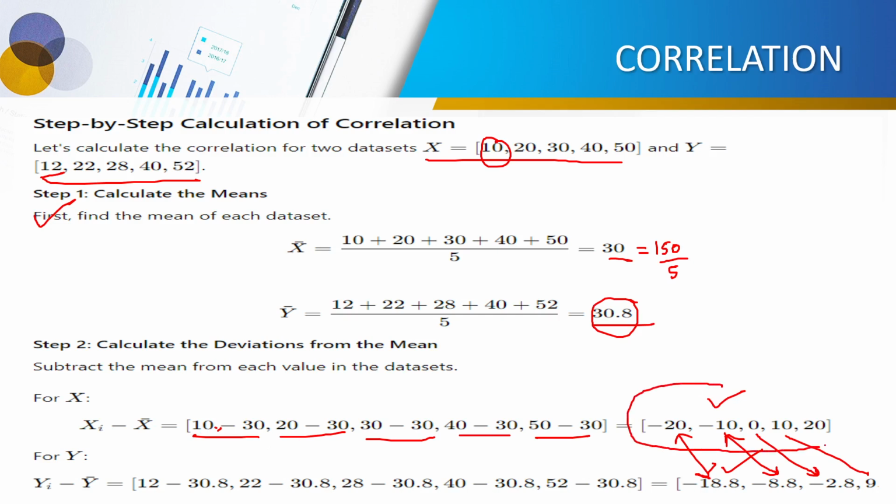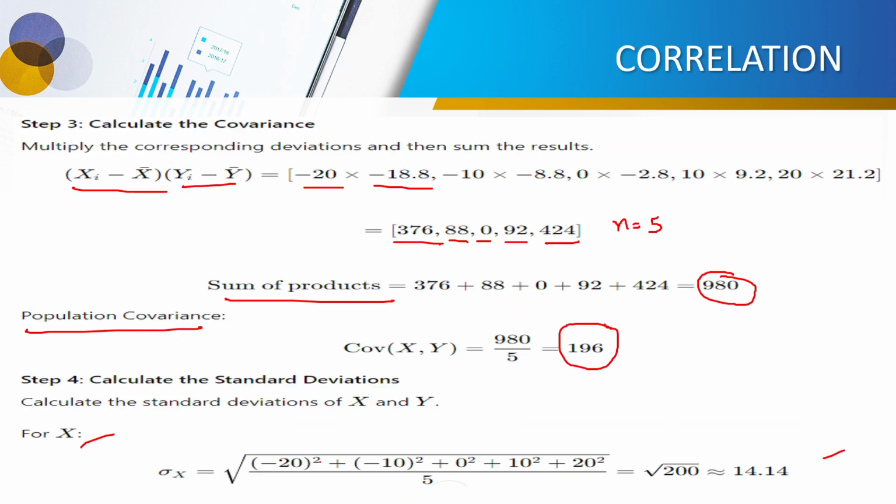So we have to take the square of each and every term and we have to add it. Minus 20 square plus minus 10 square plus 0 square plus 10 square plus 20 square, upon 5. Okay, and we have to take the under root of that. Why under root? We are talking about the standard deviation. If you do not take an under root, that will be considered a variance. So 200 is a variance, but under root 200 is your standard deviation. So the value for x will be 14.14.